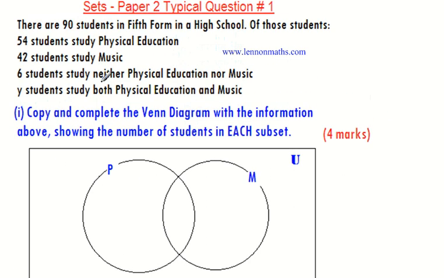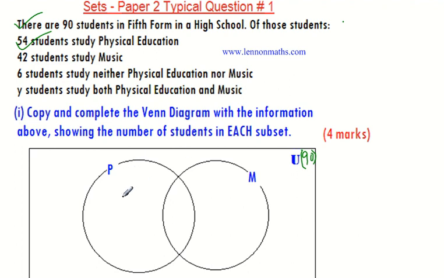So how are we going to do that? Let's start. There are 90 students. So first of all, I want to put that information in. 90 students. So what I'm going to do, I'm going to put my 90 right there. Okay. So 90 students in fifth form. Let's write that a little better. And next thing they give us was 54 students study physical education.